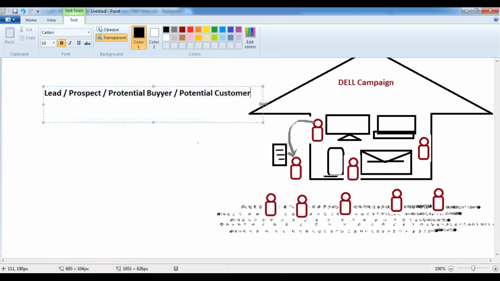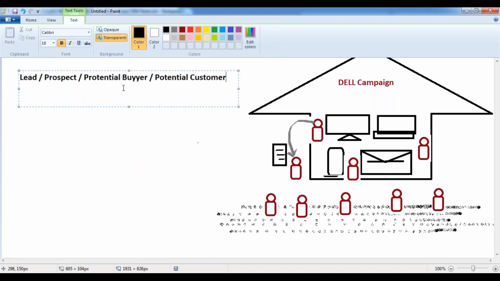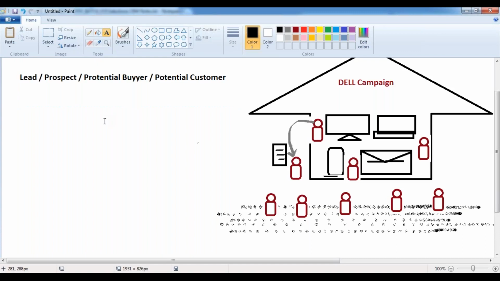Potential customer means he is not yet a customer. Lead is different, customer is different. You may ask, what is the difference between these two? The people who just showed interest are called leads. The people who are purchasing and utilizing your products are called customers. That is the difference between these two.